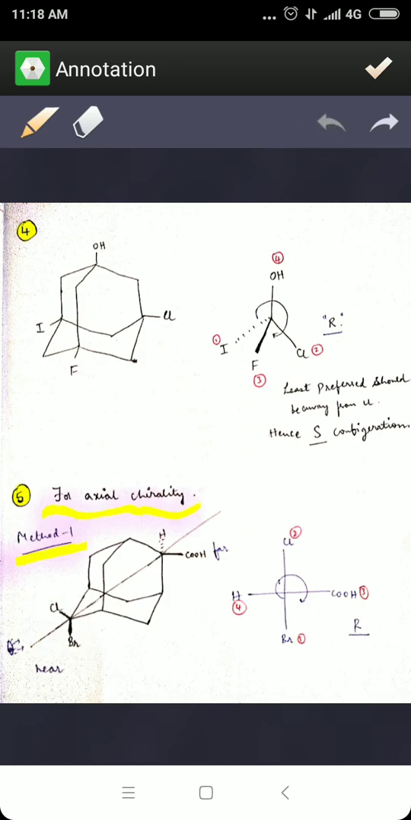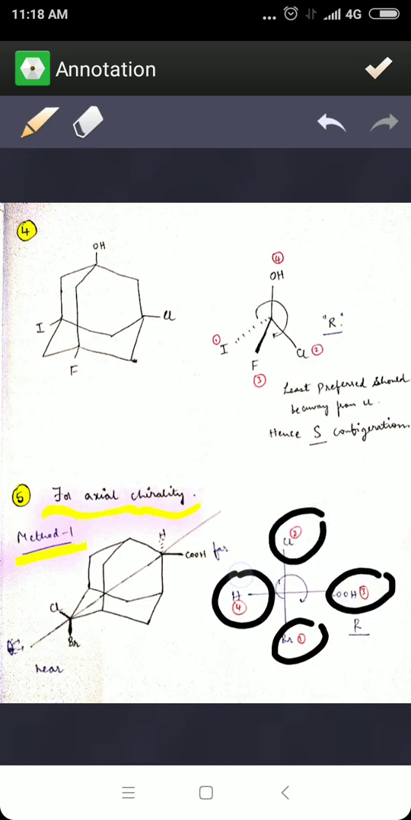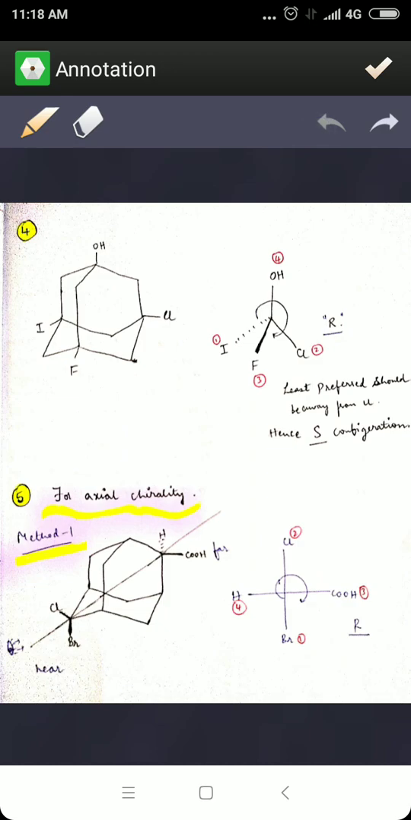Now, after writing down the function groups, we will do the numbering. Bromine gets the first position, chlorine gets the second position, carboxylic acid gets the third position, and hydrogen gets the fourth position. Now, you can see that it is clockwise, right? 1, 2, 3, 4 clockwise, and hence it is R. So this is how you are going to assign.